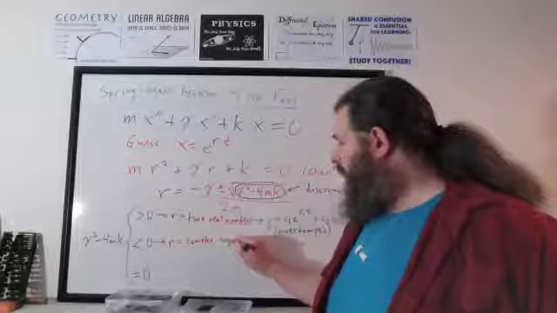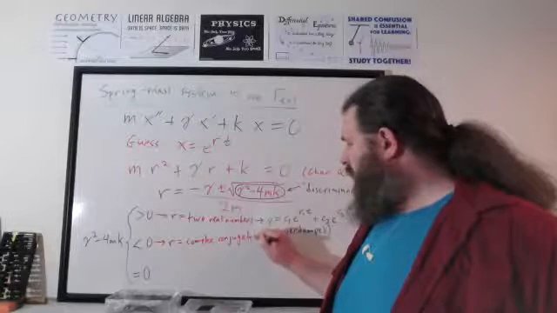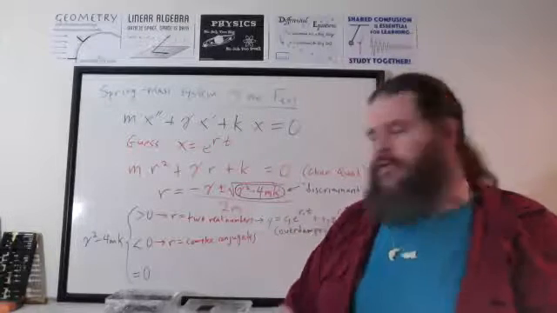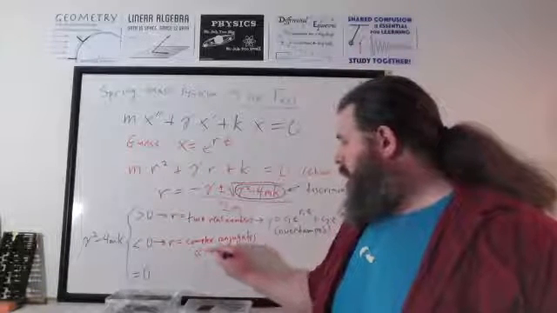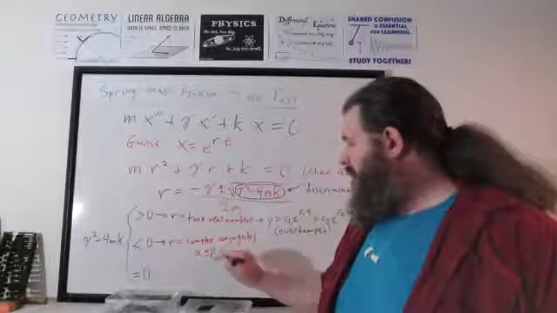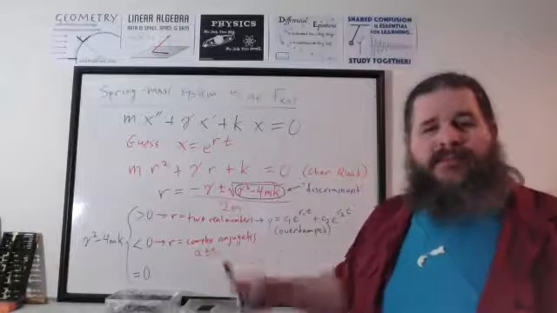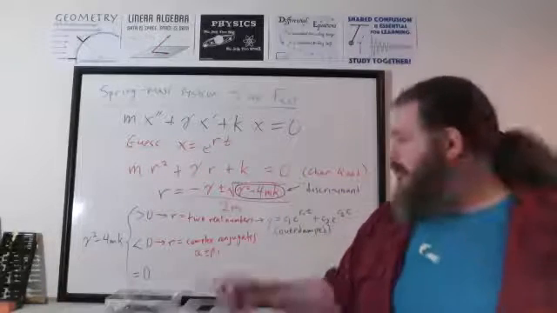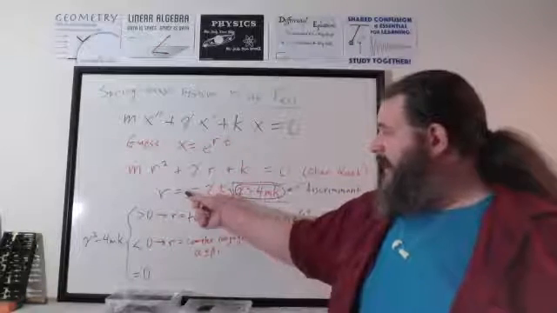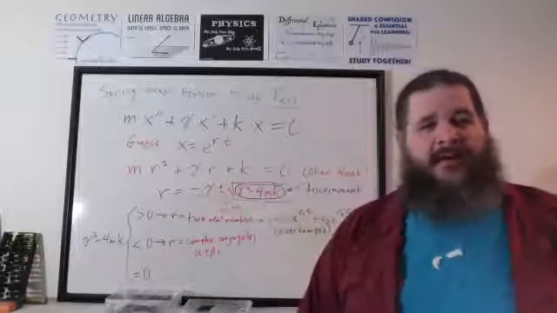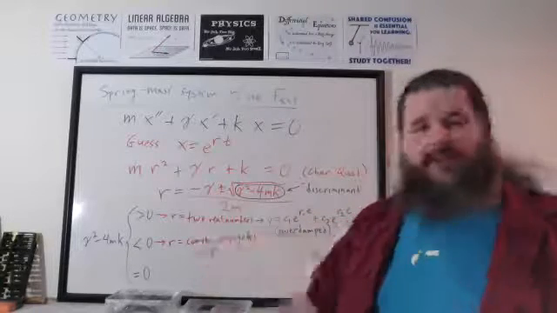Complex conjugates meaning same real part, but opposite imaginary part. So we might write that as alpha plus or minus beta i. Same real part, opposite imaginary parts. And note that the real part will be negative because we've got negative gamma over 2m as the real part. So alpha is negative gamma over 2m here.